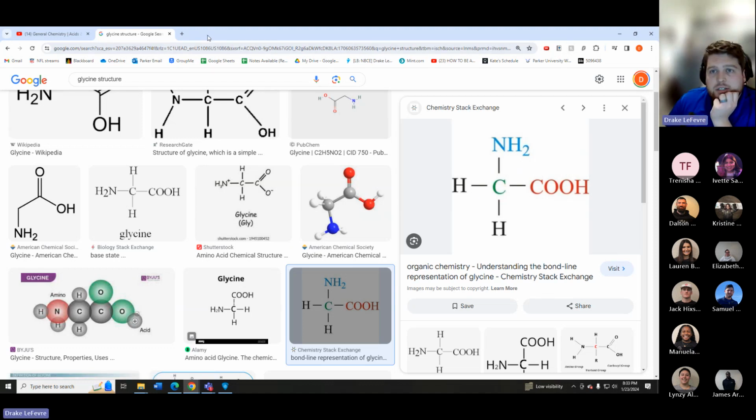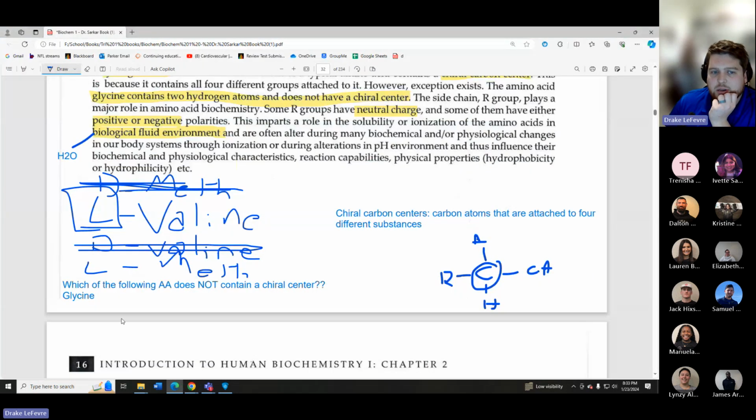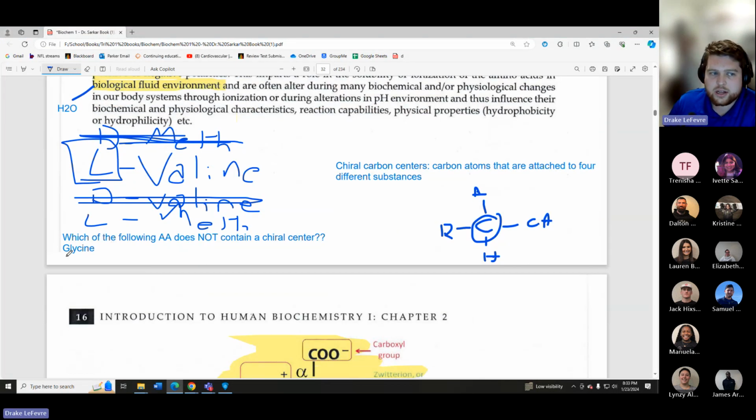Most likely, every time that I've seen, he usually asks a question something like that. Now we stop and we think, how could he word this question? Same thing, he could also have answer choices be D-glycine and L-glycine. And if he had an L and a D glycine, which would be the correct choice? L, because L's are the only ones found in humans.